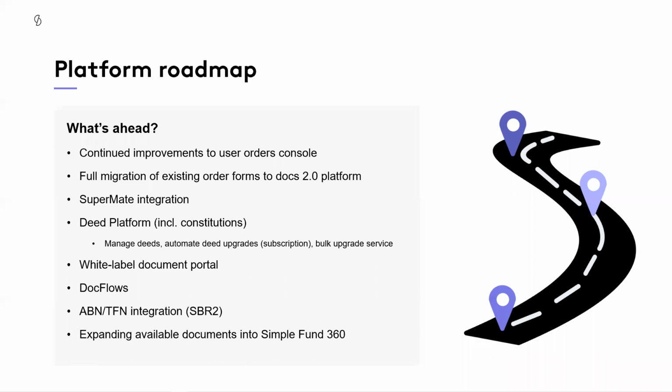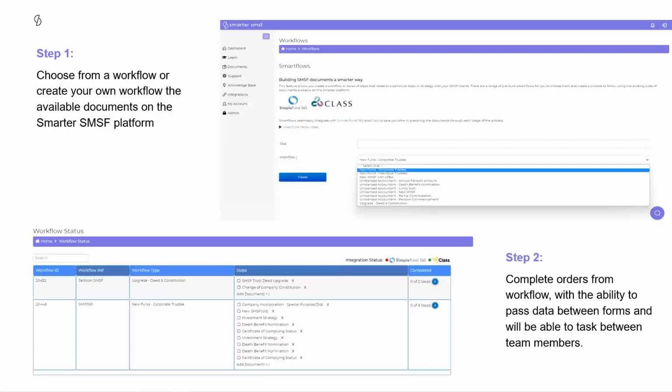So what does that mean? And you can see there, I've incorporated the term doc flows. We haven't really got a clever name for it yet, but let me share with you a couple of things here. So the idea is that we either create pre-populated workflows for you. So it may be establishing a new fund, and it may be with a corporate trustee. And that workflow will then allow you to go in, order your company, order your fund, order your investment strategy, order your DBNs and so forth.